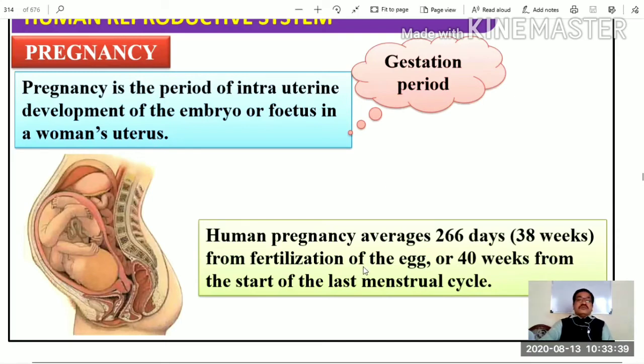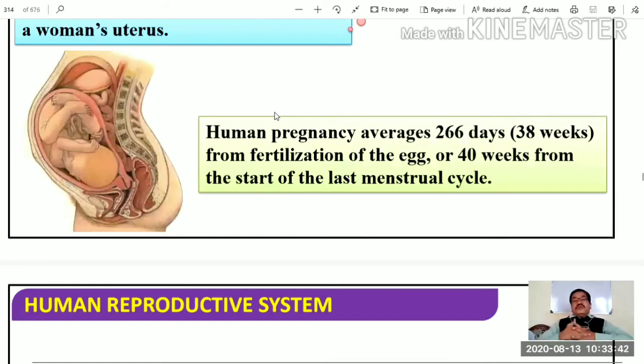Human pregnancy averages about 266 days. That is 38 weeks from fertilization of the egg, or 40 weeks from the start of the last menstrual cycle. So the menstrual cycle is also considered in the average period. Starting from the menstrual cycle, it will be calculated as 266 days.